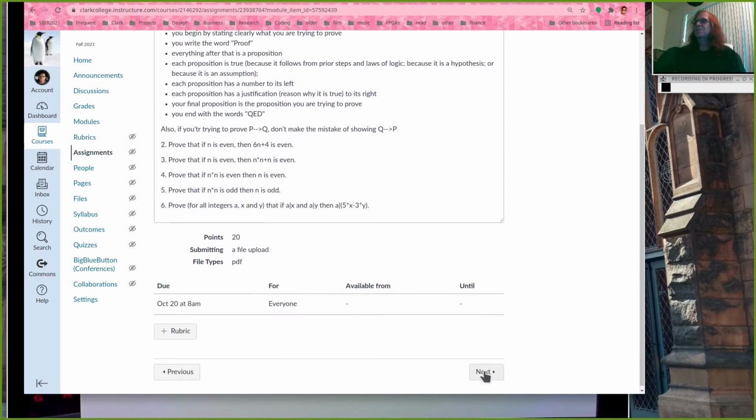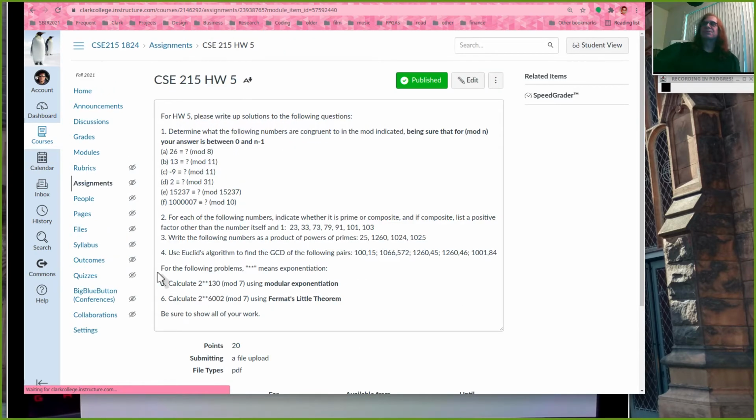Alright, so homework 5 is number theory related stuff. So 6 questions. First one is playing around with modular arithmetic. So just tell me what each of these numbers is congruent to in these moduli, right? And remember, if we're working mod 8, your answer should be between 0 and 7. If we're working mod 11, your answer should be between 0 and 9. So that's what this bold-faced note is.